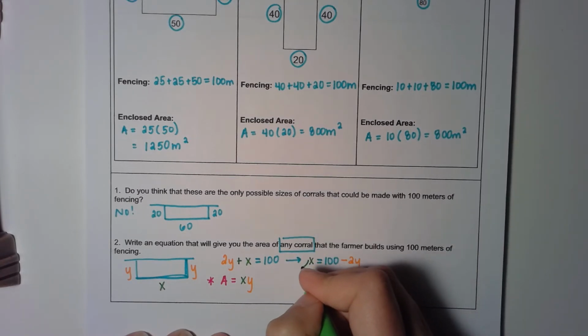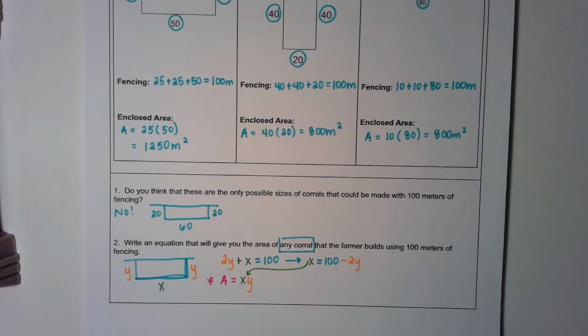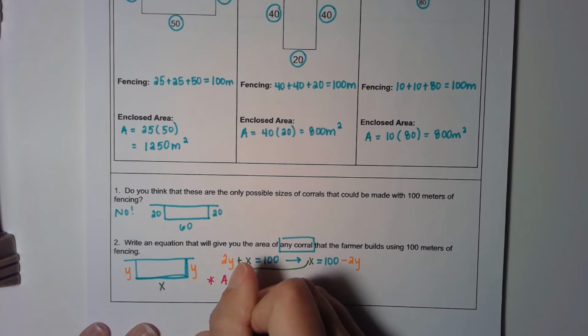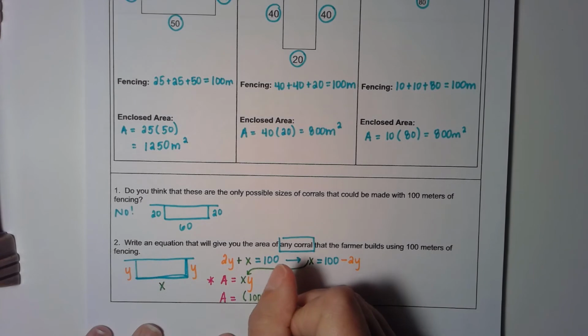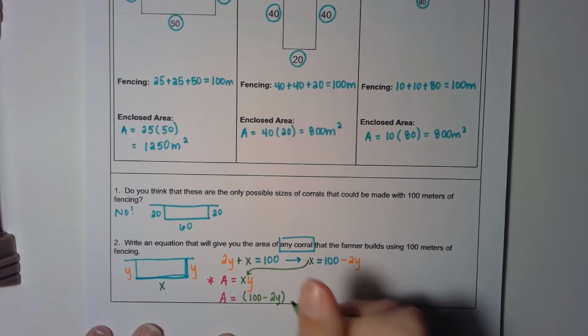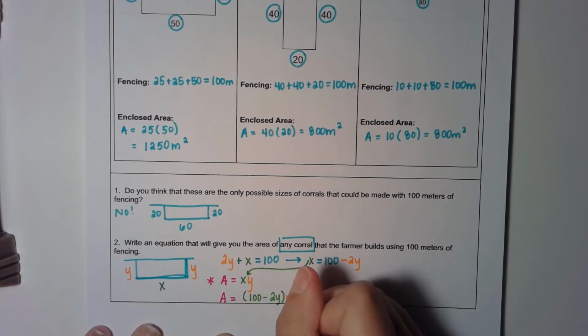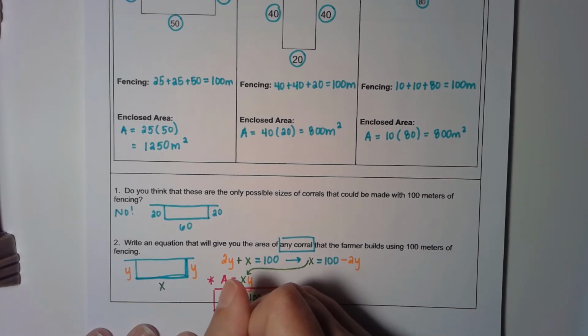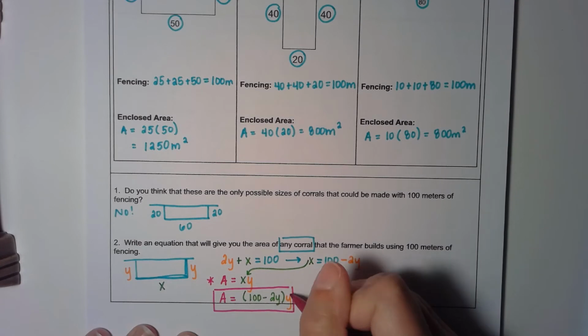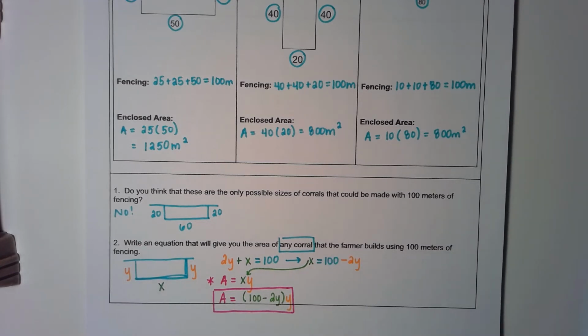Now I can take this equation and substitute it into this area equation. By doing that, I get area equals, instead of x, I'm going to fill in (100 minus 2y) times y. And now I have an area equation for the area of any corral that I want to build, that I could use no matter what, that only uses one variable, which is what I wanted here.